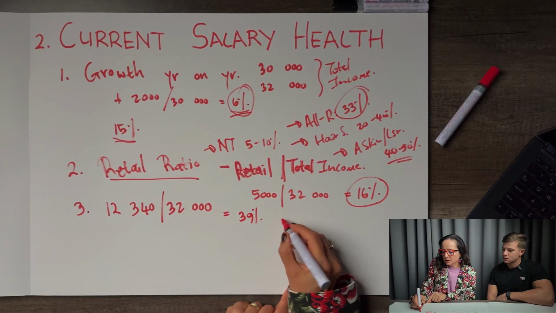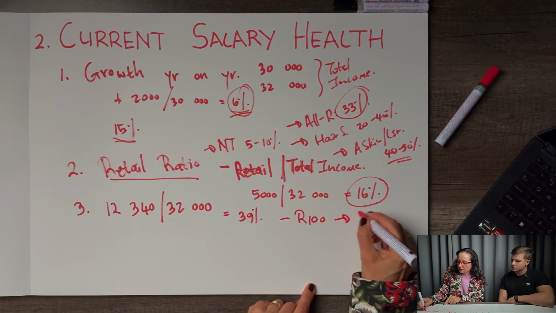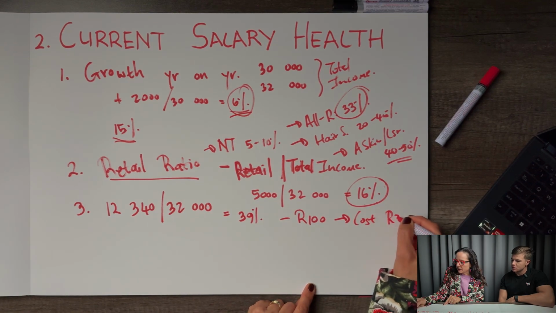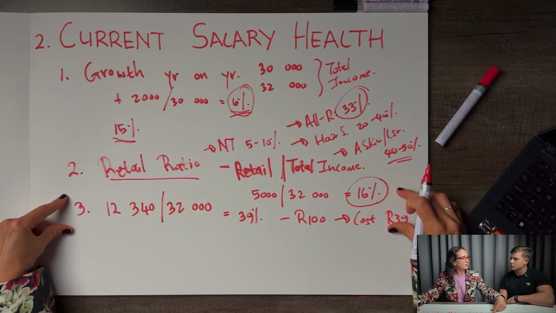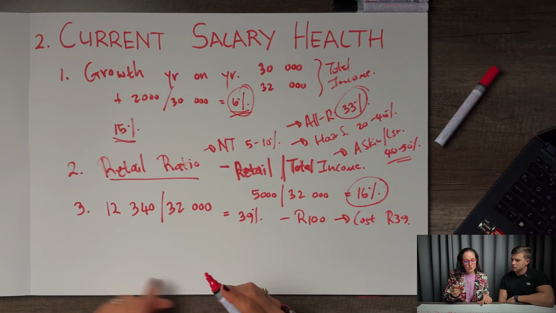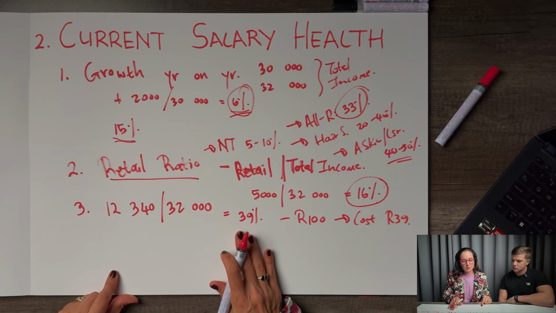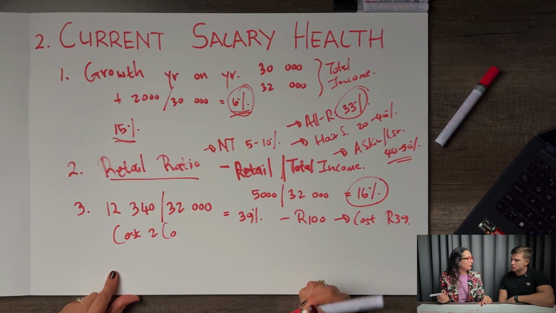Now what this means is for every 100 Rand that the business brings in, she costs the business 39 Rand. Now remember, this is pertaining to her column, only to her column. All right. When it comes to these cost to company, there are specific healthy and unhealthy ratios.